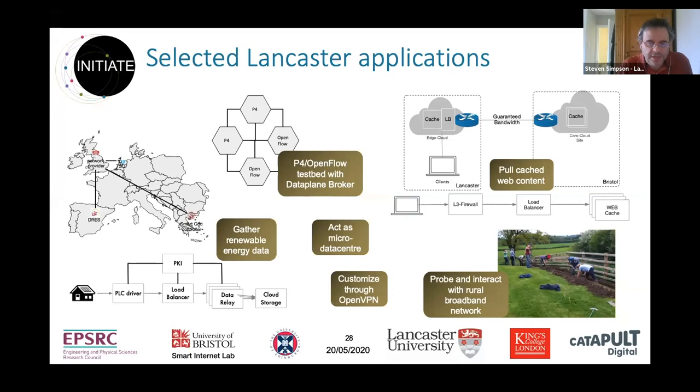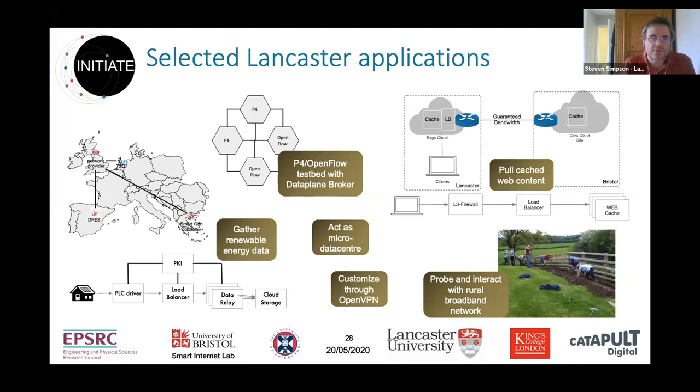We've got a load balanced HA proxy implemented, which can be deployed. Part of it can be deployed at Lancaster, and part can be deployed at other Initiate sites. So you can do caching experiments across the network. You could have clients at Lancaster using a cache at Lancaster going to resources at a different site, or vice versa.